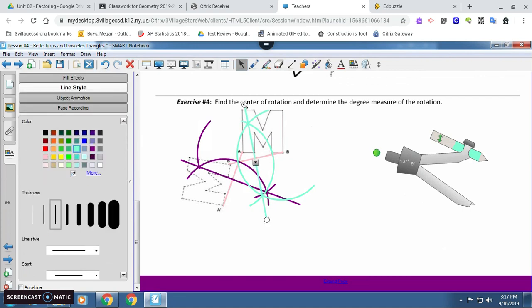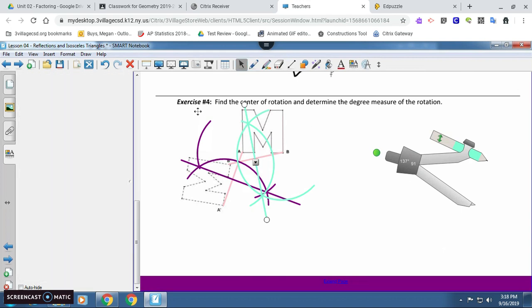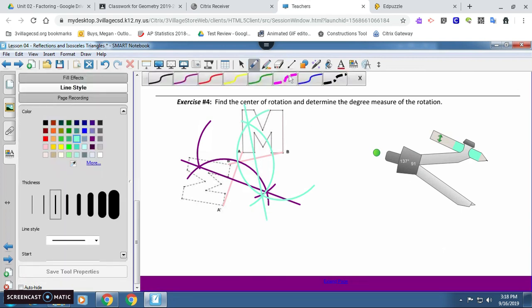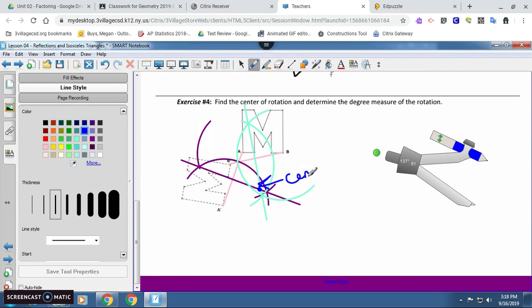Now, the reason why I use all different colors is because we have so much going on here. It's the first time we kind of have a little messy situation. But if we do this correctly, let's not change that color. Let's leave that. If I do this correctly, where the green, this mint, and purple met, that is my center of rotation. And usually we'll have to label it, but I'm just going to write in here that it's the center.